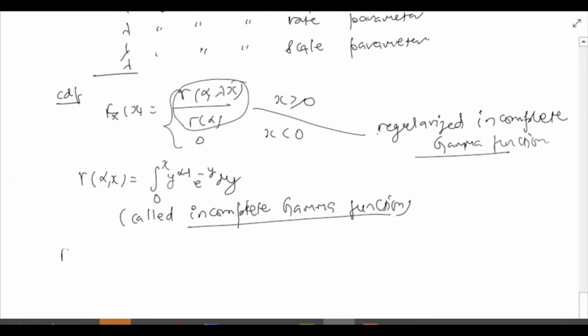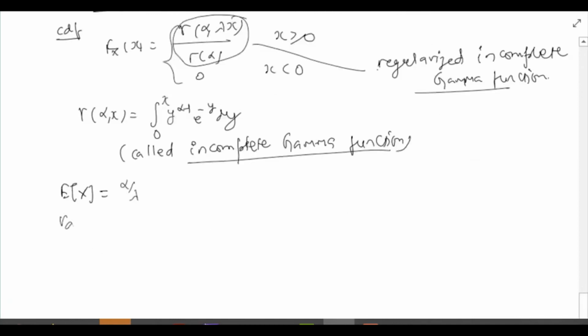The mean of this gamma distributed random variable, expected value of X, turns out to be equal to alpha over lambda. Its variance turns out to be equal to alpha over lambda square. There is a connection between gamma distribution and exponential distribution. In fact, if we consider the special case of gamma distribution where alpha is 1, this case corresponds to exponential distribution.